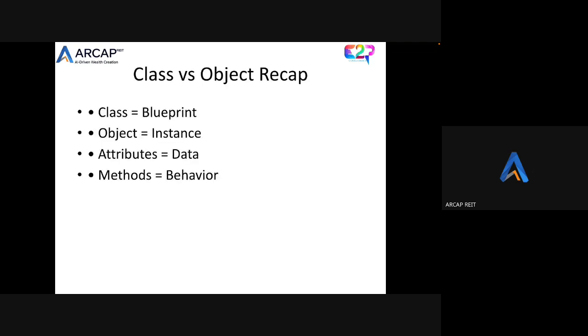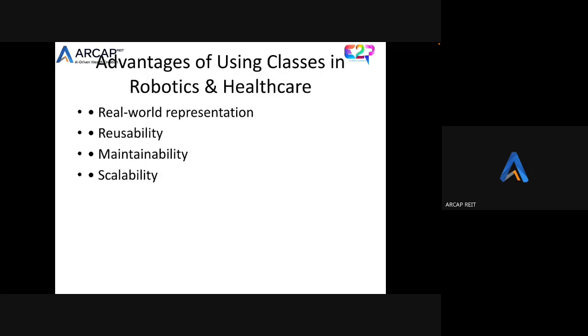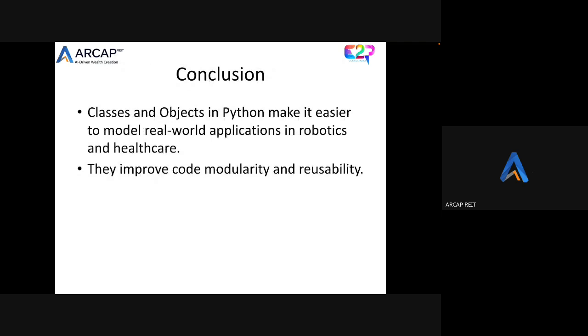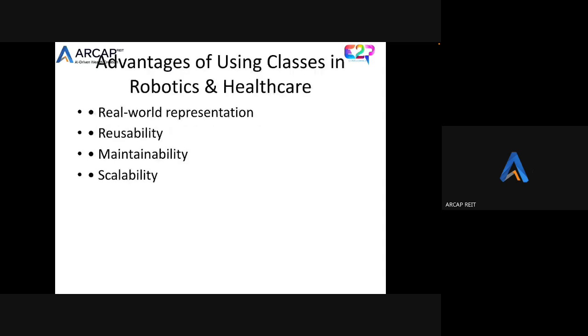Okay, so again recapping: class is equal to blueprint, object is instance, attributes are the values or the data, and methods are what it has to do. Using the classes in robotics and healthcare gives real world representation, reusability, maintainability and scalability. And classes and objects in Python make it easier to model real world applications in robotics and healthcare.